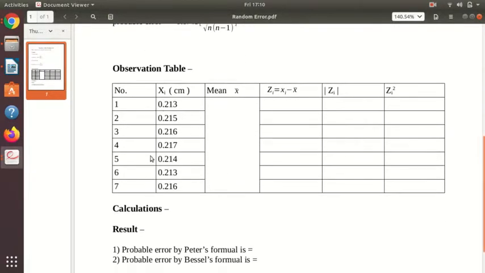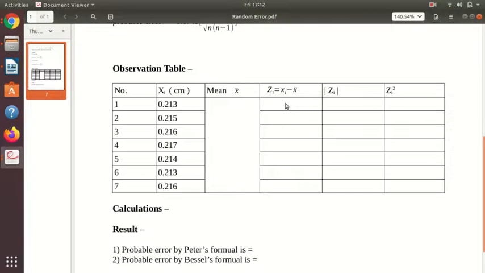This is just sample data. You can get any data from your previous experiment. Now what you have to do is take the mean of these readings. I have taken 7 readings. It may be 5 or 6, anything, but a minimum of 5 readings you have to take. Then take the mean of those readings, and again we have to find z, which is nothing but this reading minus the mean. Do this for all the readings.